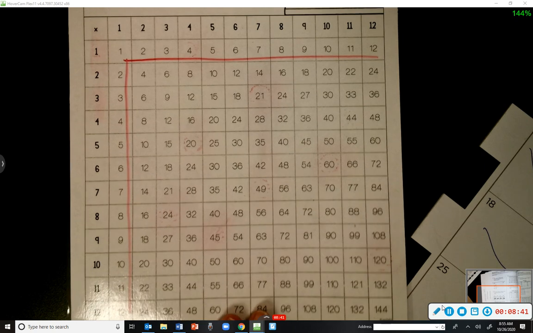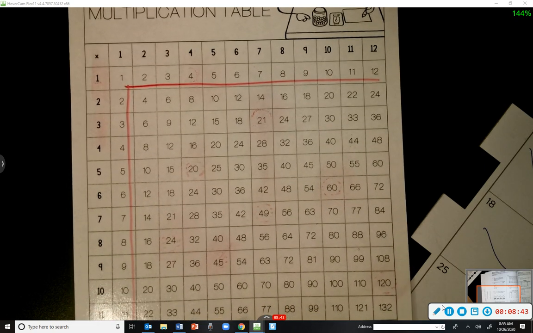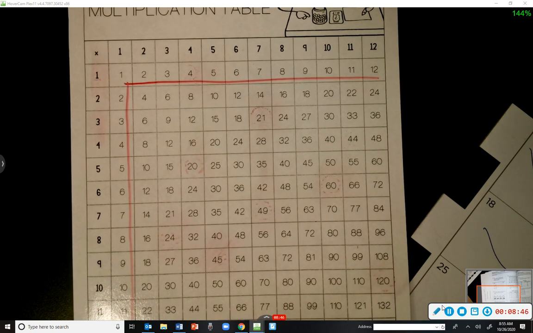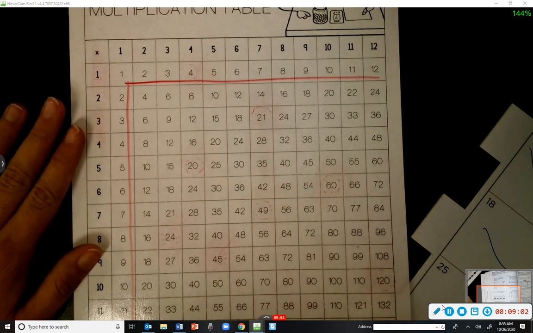Now we don't have zeros on here, but does anybody know if I multiply by 0, what would that answer be? Evangeline? 0. So all of those facts you already know. Anything times 0 is going to be 0. So Gregory, if I say what's 50 times 0, what would the answer be? 0. Good.